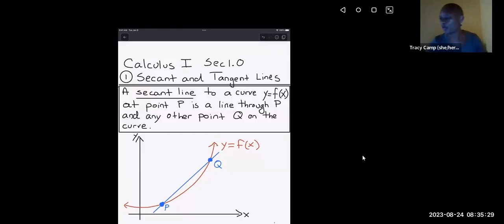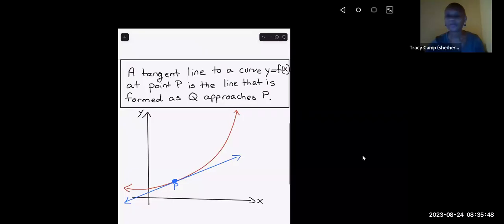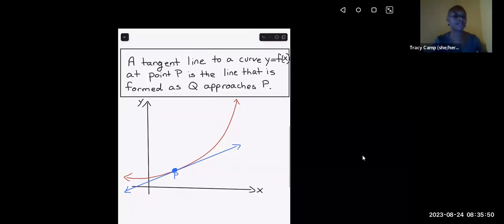The word secant comes from a Latin word meaning cut. So you can think of the secant line as being a line that cuts through the curve. And then the tangent line is basically the secant line that's formed as that Q value that I talked about earlier approaches P.